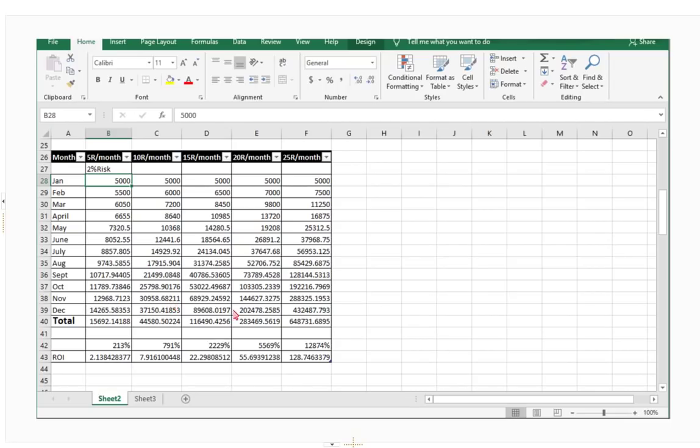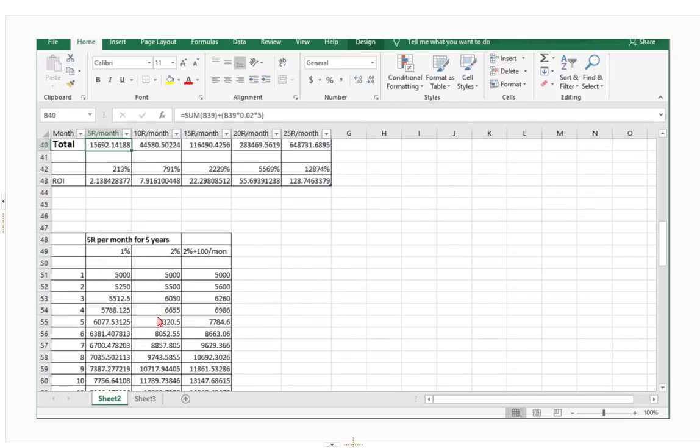But print this off. Make sure you're looking at this so that you can grasp the concept here of the account growth.